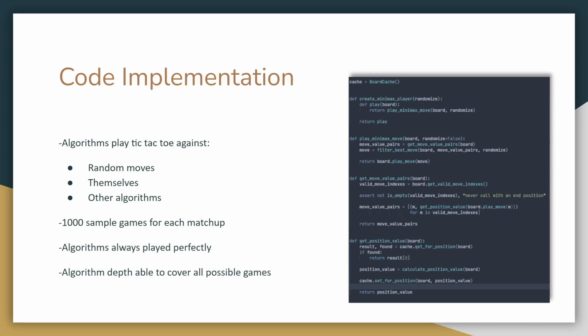So we made a bunch of matchups. Here it says 1,000 sample games for each matchup. An example of a matchup would be a Minimax algorithm playing against the Monte Carlo algorithm. I think we had 6 total. We ran all these matches, 1,000 games for each, and we will take a look at the results.